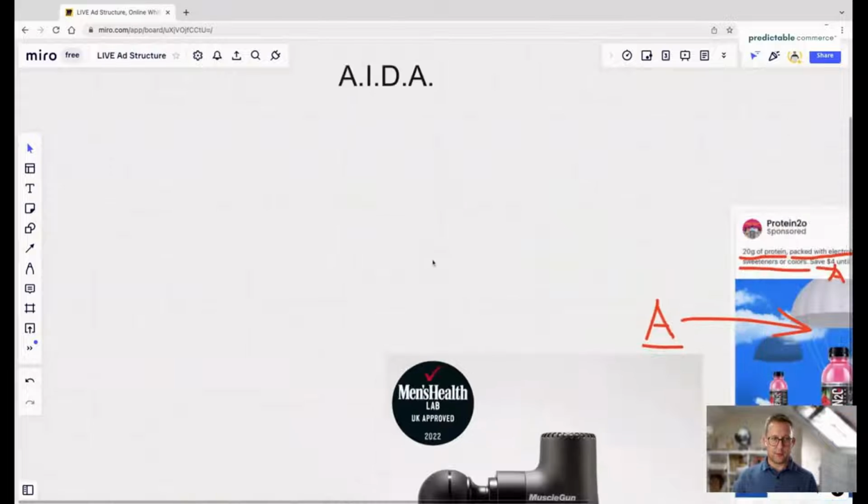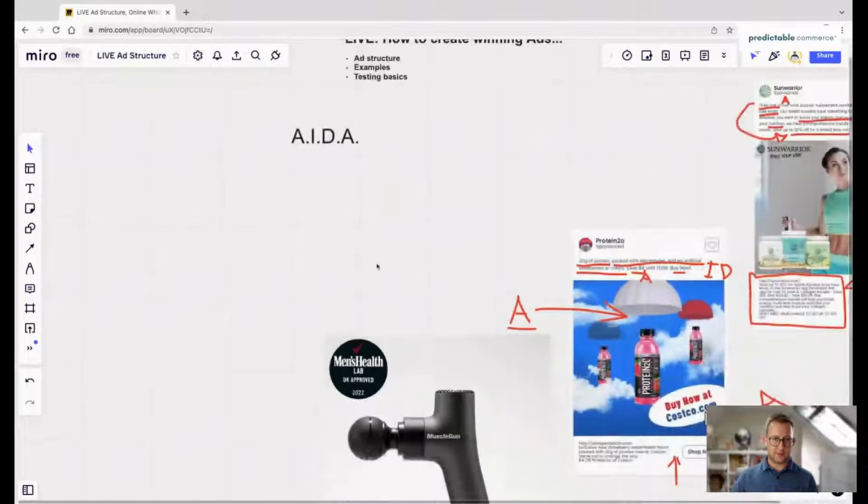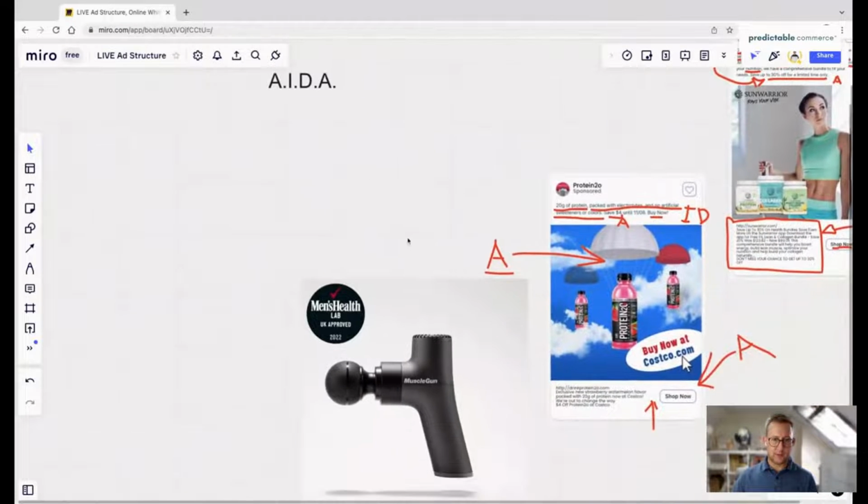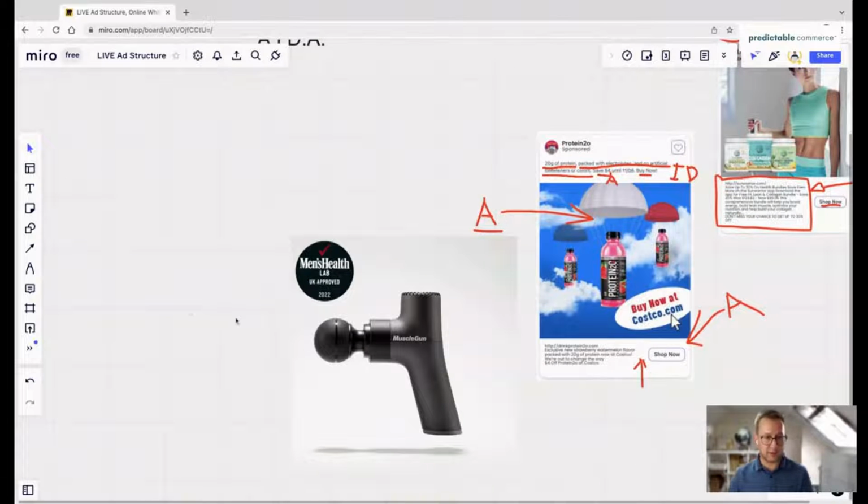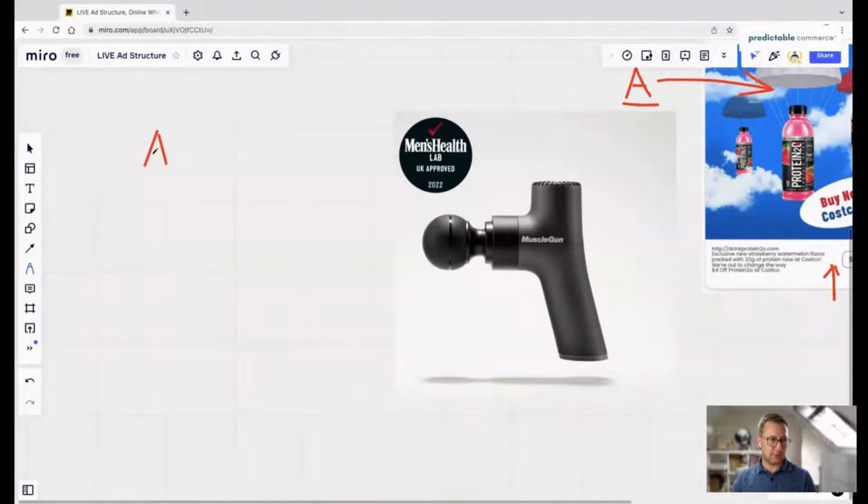What we're going to do is just break this down and give an example. This is going to be helpful for you if you're creating your own ads. So just as a reminder, we've got the attention, the interest, the desire, and the action. And they are the components that we want to build on this. Now, if you don't know what this is, it is a massage gun, and these were thrown into popularity probably a couple of years ago.